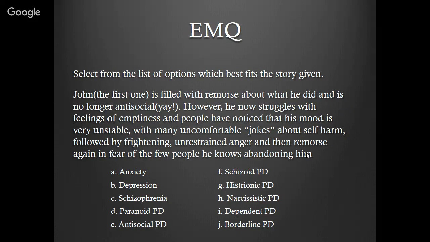Okay, we're back to the first John. I had quite a change of heart over time in the last couple of questions. Yeah, borderline. Because it's all kinds of stuff that again seems very unstable. So things like uncomfortable jokes about self-harm, getting very angry, then going straight to feeling sorry, things like that.